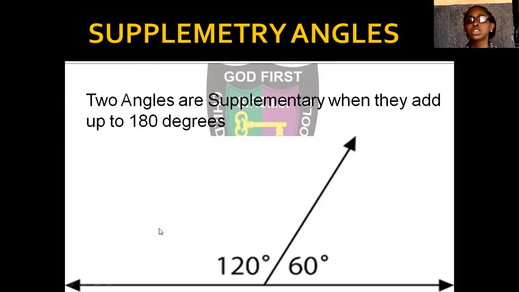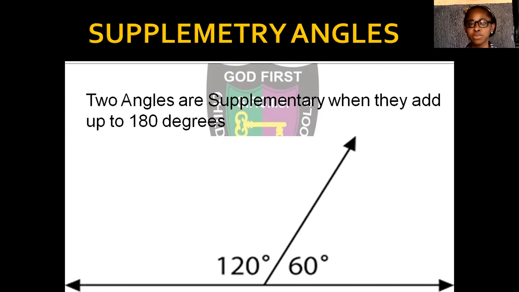We have supplementary angles. Supplementary angles are where two angles sum up to 180 degrees. As long as there are two angles and the addition of those two angles gives us 180 degrees, then it is a supplementary angle. The sum of two angles that add up to 180 degrees is called supplementary angles.